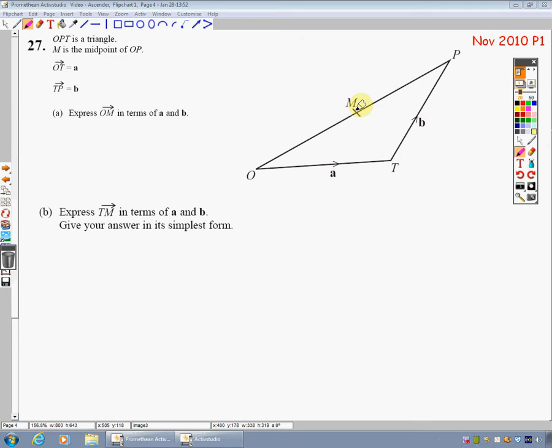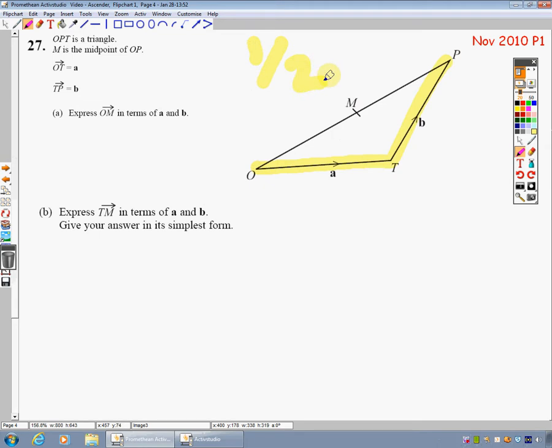So actually, it says here that M is the midpoint of O to P. So we're going to do O to P, and we're going to have to find half of it. So it kind of is like that typical question. We're going to have to find just a typical long way round, O to T and then T to P, but then finally we're going to have to do half of that in order to get from O to M.